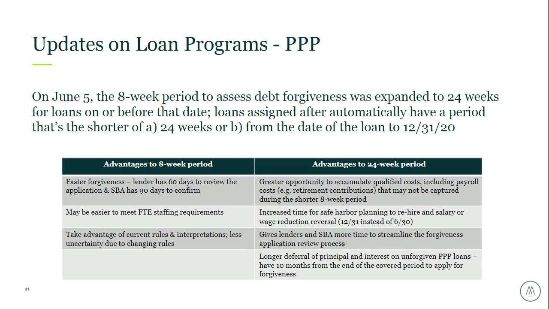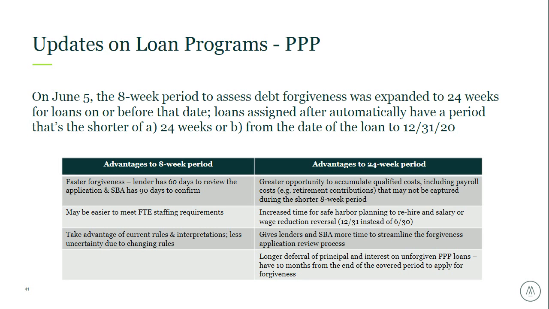What I did want to do is provide an update on the PPP loans and items which might be pertinent to today. One thing I did want to mention is that on June 5th, the PPP Flexibility Act was signed. In looking at debt forgiveness, it gave nonprofits who had received the PPP loan prior to June 5th the option on what period they wanted to use to assess debt forgiveness. You could either choose the 8-week period or the 24-week period.